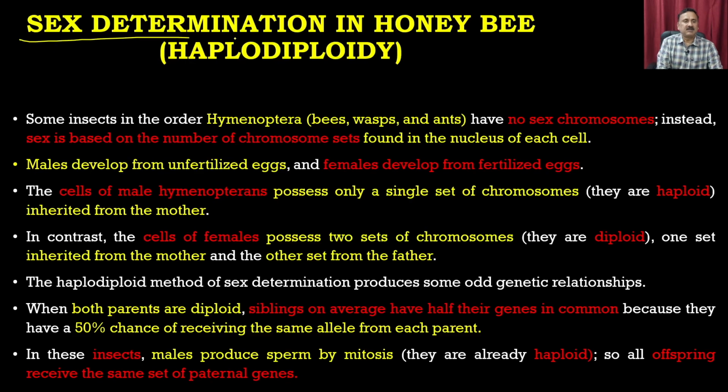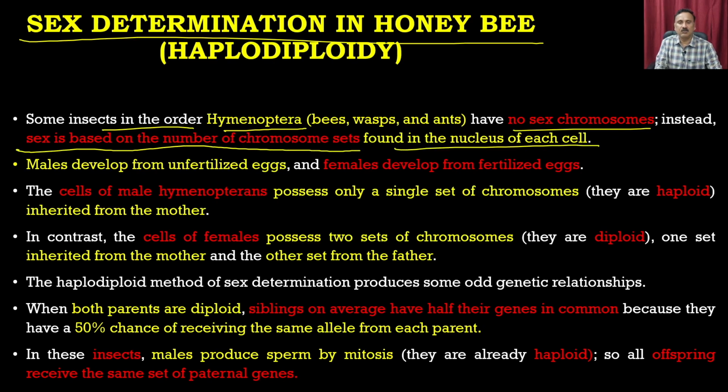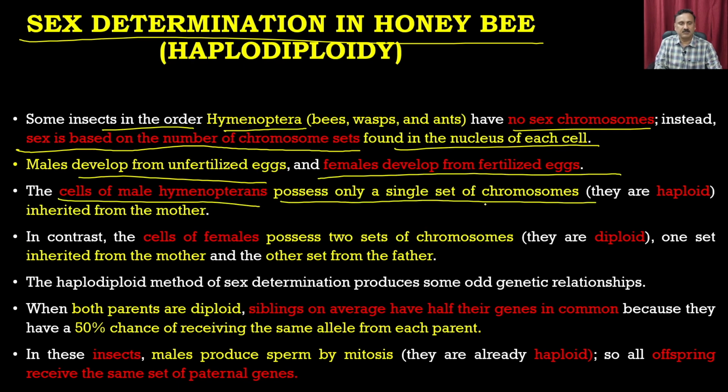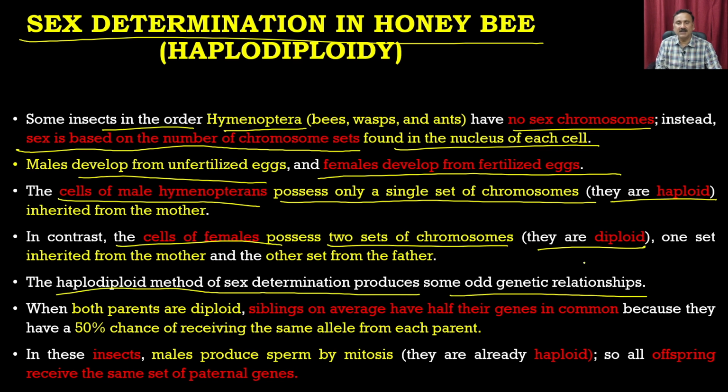Then we also have sex determination in the honeybee, which is a haplodiploid system. In some insects, like Hymenoptera, there are no sex chromosomes. Instead, the sex is based on the number of chromosome sets found in the nucleus of each cell. So males develop from unfertilized eggs and females develop from fertilized eggs. The cells of the male Hymenoptera possess only a single set of chromosomes, which means they are haploid, whereas the cells of the female possess two sets of chromosomes, which means they are fertilized and diploid.